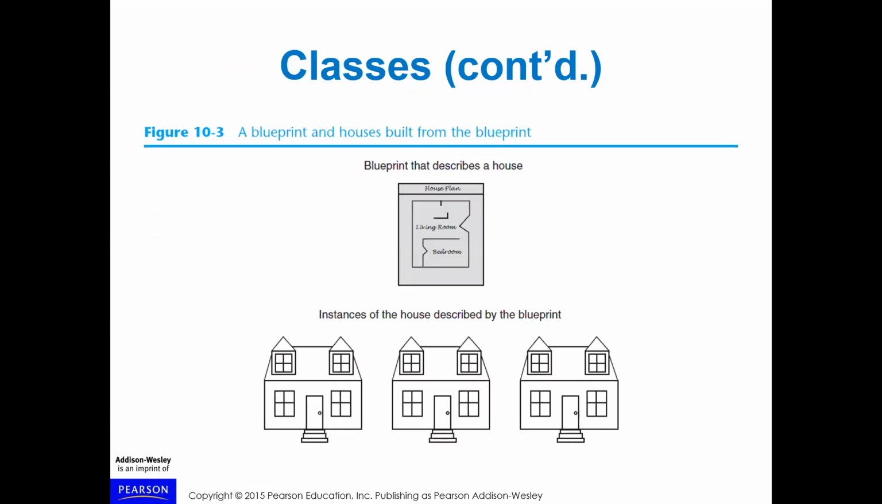All right, so here's another diagram to kind of illustrate this. It's kind of what I had said. I think I talked about a boat, but they're talking about houses. All right, so a blueprint and houses built from the blueprint. So here is the blueprint that describes a house, and I'm sure you've seen blueprints of houses: first story, second, main floor, all that.